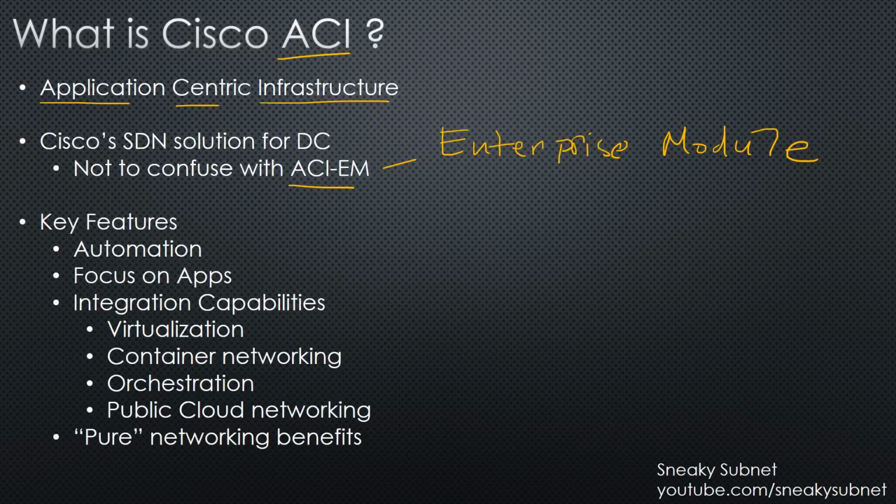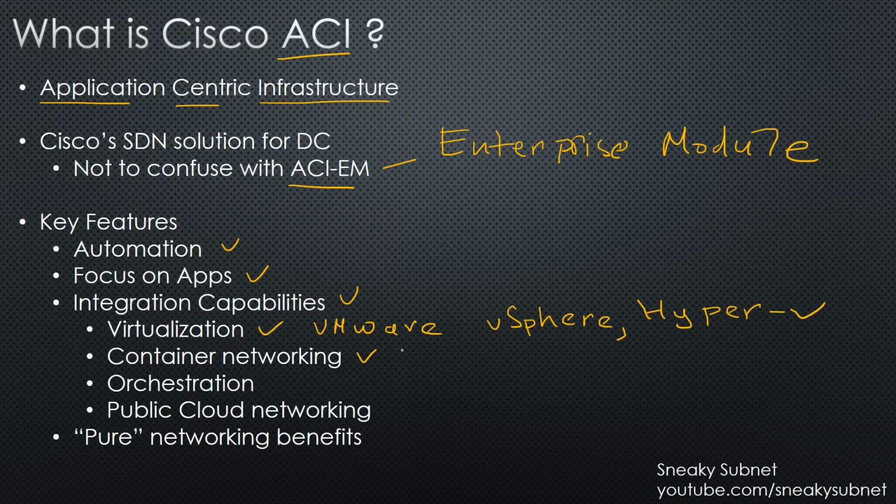And as I mentioned before, ACI is a solution for data centers, so you should plug servers into it, not PCs, not IP phones or anything else that clearly belongs to campus networking. Key features of ACI are automation, focus on applications, and huge integration capabilities, for example, integration with virtualization platforms such as VMware vSphere or Microsoft Hyper-V, and integration with container networking, for example, Kubernetes.